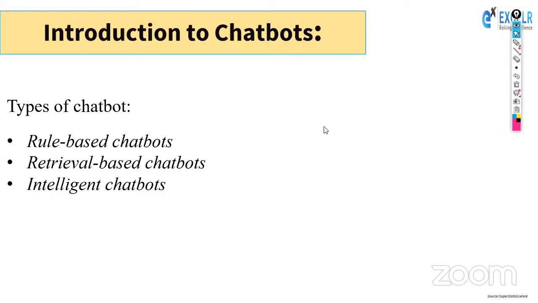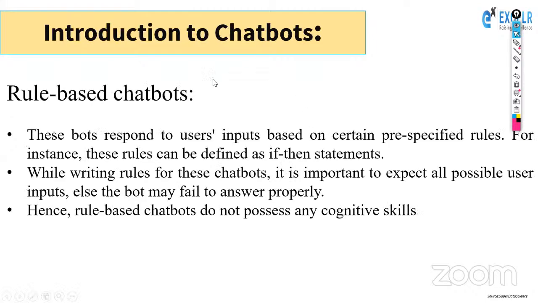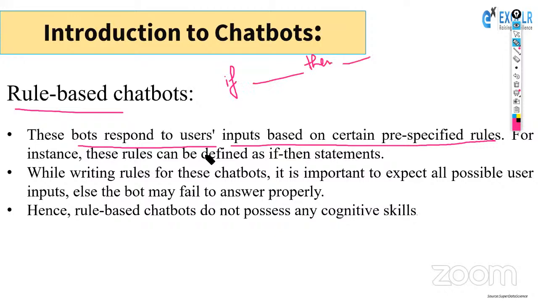So when it comes to the rule-based chatbot, these bots respond to the user's input based upon certain pre-specified rules. What is the rule? Rule is something like if this, then reply like this. If this is the query asked by the user, then reply this as the answer. This is something called a rule-based chatbot, which is built based upon the if-then statement.